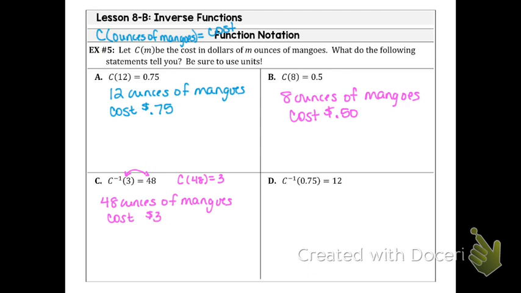I'm going to do the same thing here. So this means C of 12 is equal to 0.75, which is the exact same thing we had right up there in A. Okay, so you can rewrite it if you want to. I'm just going to put same as A.